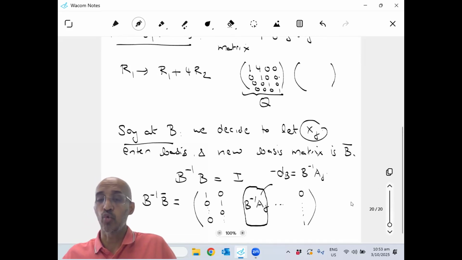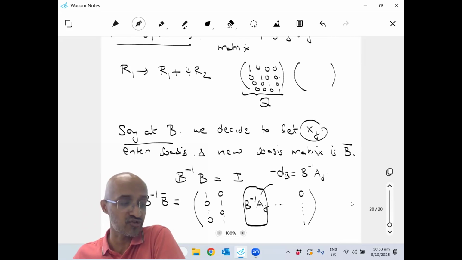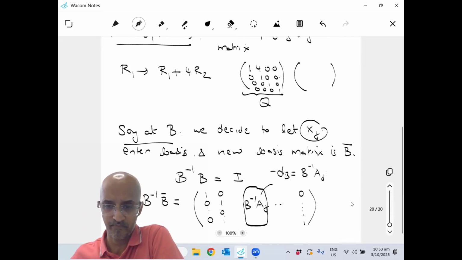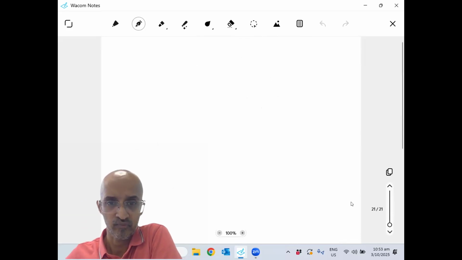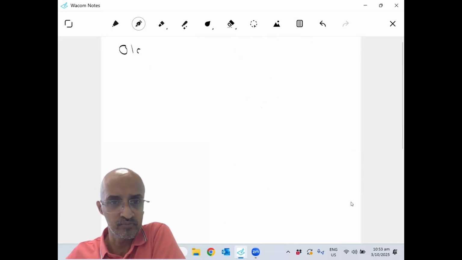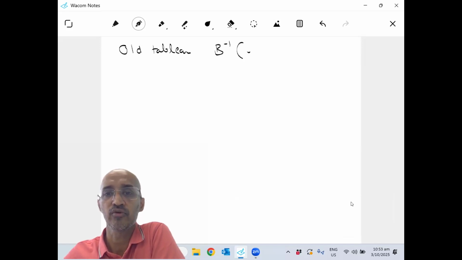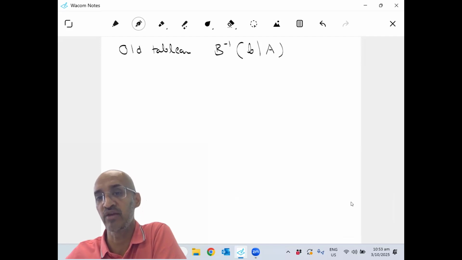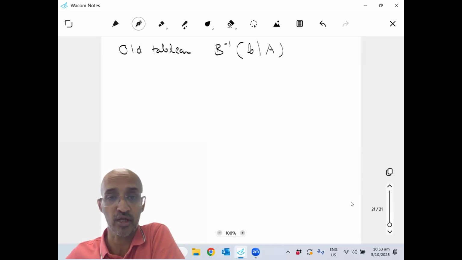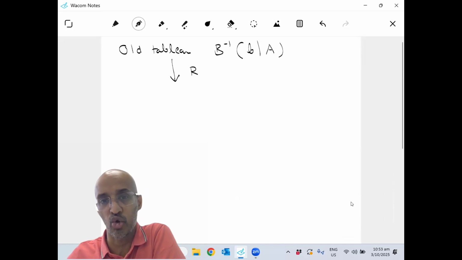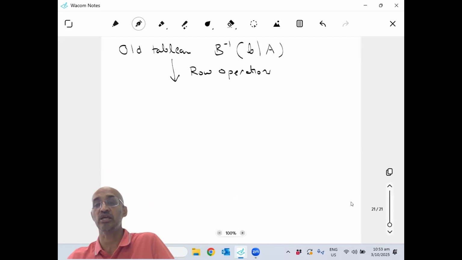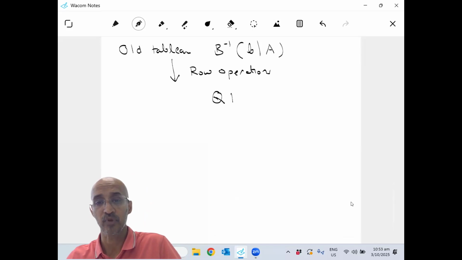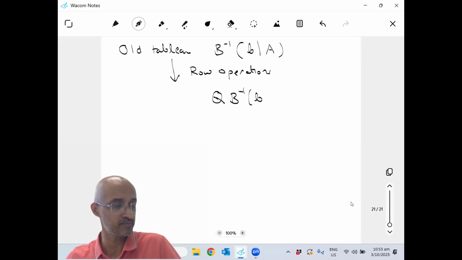Now what did we do? We applied row operations. So originally, I'm going to just move to my next slide. My old Tableau has B inverse B and B inverse A. My new Tableau, I did row operations. How did I do my row operations? My row operations is nothing but pre-multiplying by a set of matrices Q. So Q times B inverse B, B inverse A.